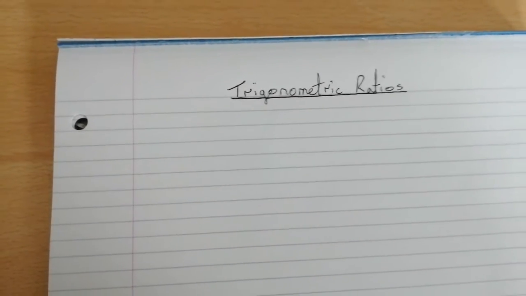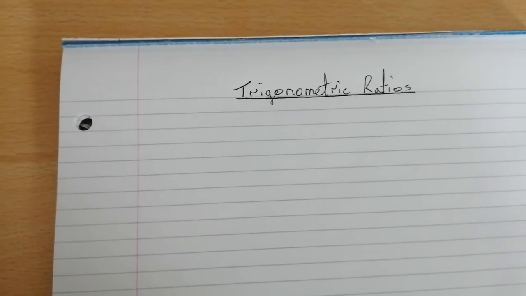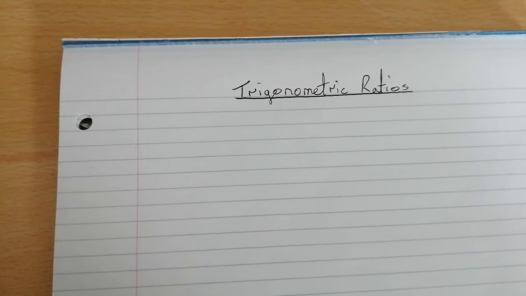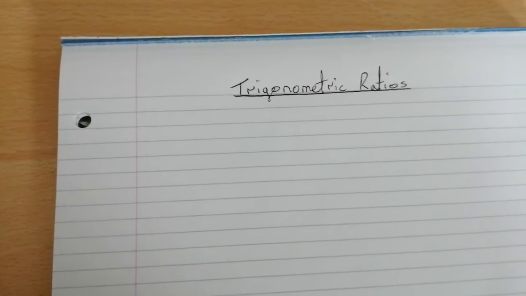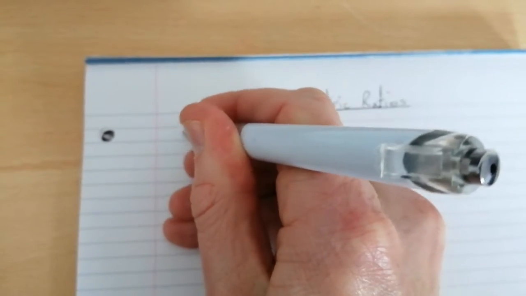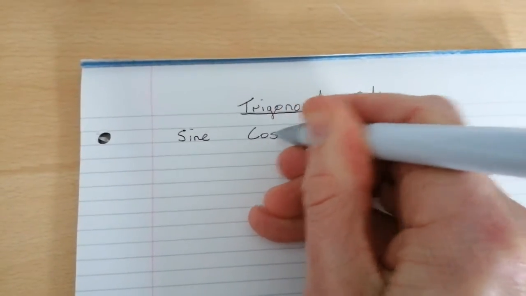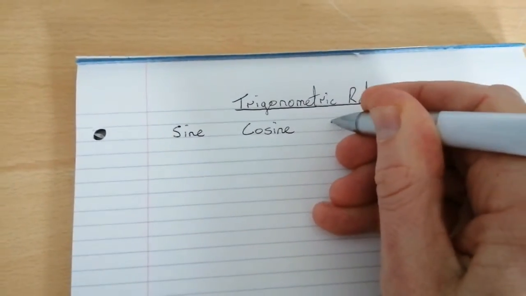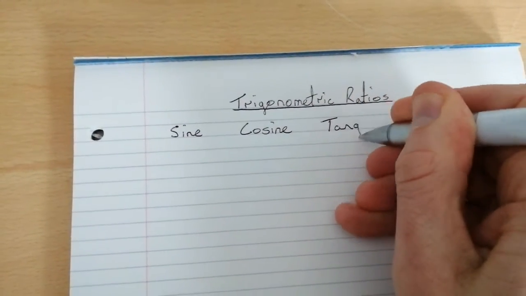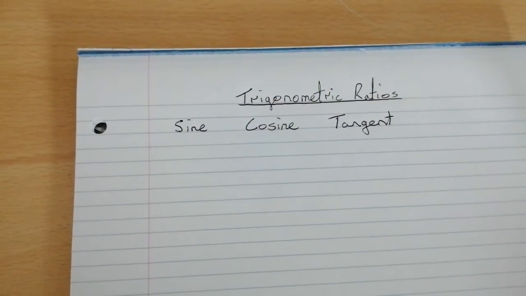So the names of these trigonometric ratios, there are a lot of different trigonometric ratios, but there's three basic ones, and those are the only three that we'll use for junior cycle. You'll meet some other ones when you do the Leaving Cert. So the three trigonometric ratios are sine, cosine, and tangent.